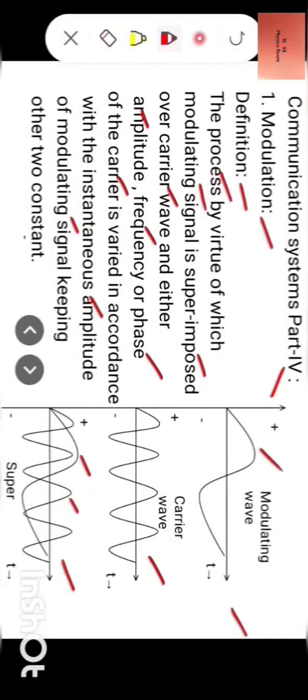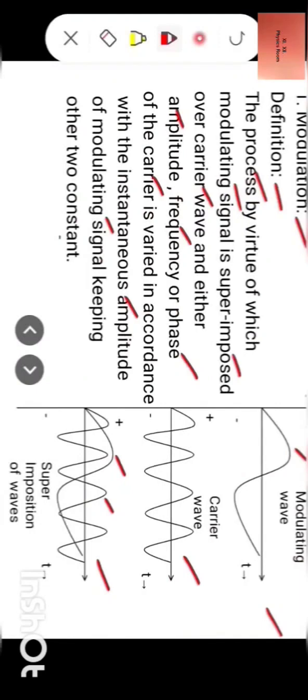Now when the two waves are superimposed, they interact with each other. So one of the three parameters, amplitude, frequency or phase, is varied according to instantaneous amplitude of the modulating signal. Okay, so this process we call it as modulation. So here we have superimposition of waves, that is carrier wave and modulating wave.